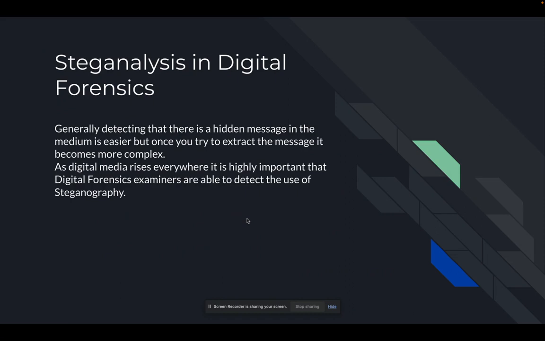So usually in these different methods, it is a lot easier to find a file in which a hidden message is embedded, but it's much harder to actually extract it. What's really worth noting here too is that as we see digital media increase over the years, digital forensics examiners need to be able to keep up on these different types of steganography and steg analysis techniques and tools.